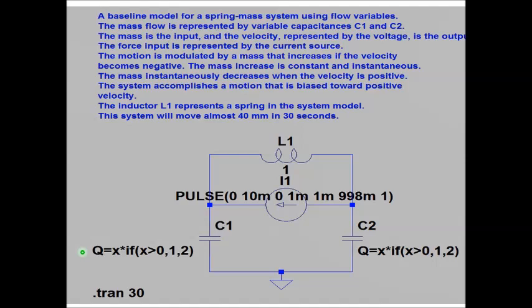The mass variation is periodic and effects an instantaneous magnitude change. The mass of a component is represented by its capacitance value. In operation of the system, the mass instantly increases if the velocity, represented as voltage on a capacitor, is negative. The mass on the component, again represented by its capacitance, decreases instantaneously when the velocity of the component becomes positive. Thus, inertial bias becomes the method of modulation of the motion. The system accomplishes a motion that is biased toward positive velocity.